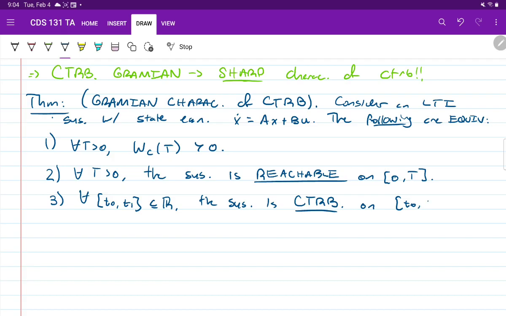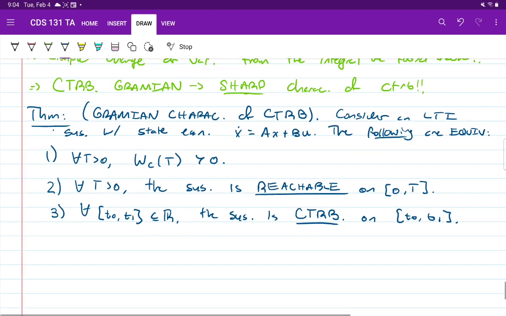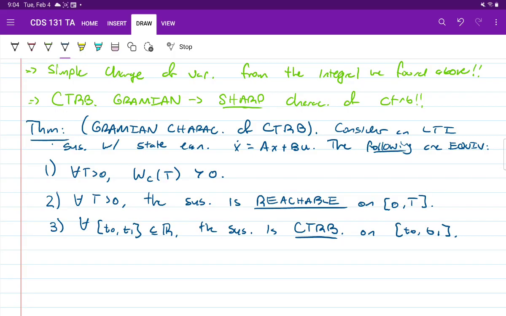Let me take a quick moment to highlight what we're saying here. If we could show that our controllability Gramian is positive definite for all time, then that's equivalent to reachability for all possible time intervals 0, t, and that in turn is equivalent to controllability on any interval that we want. So this Gramian really gives us a sharp characterization of controllability. I'm going to state a stronger version of this theorem a little bit later. First, we're going to prove this basic form.